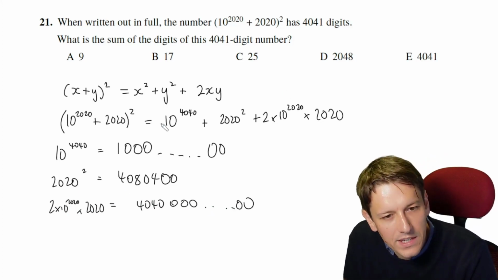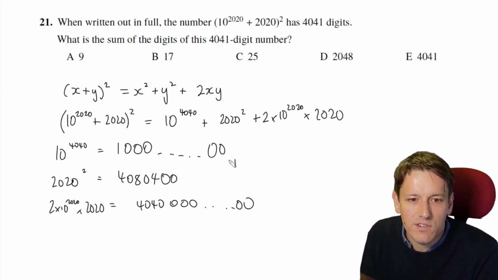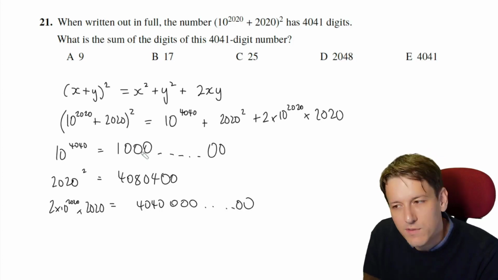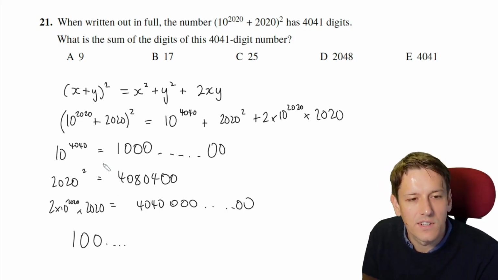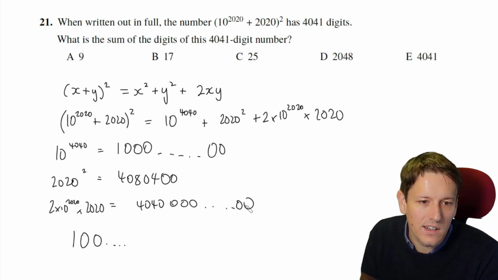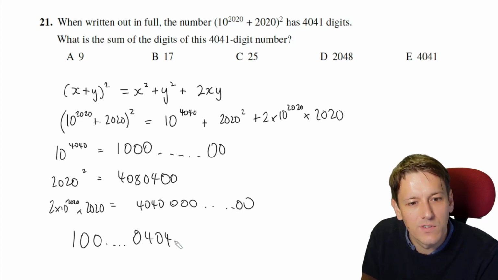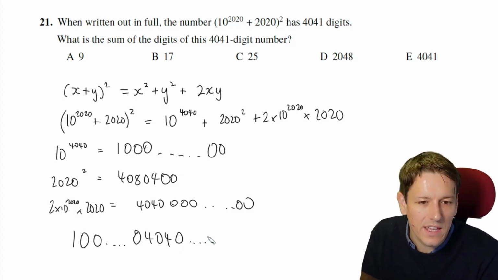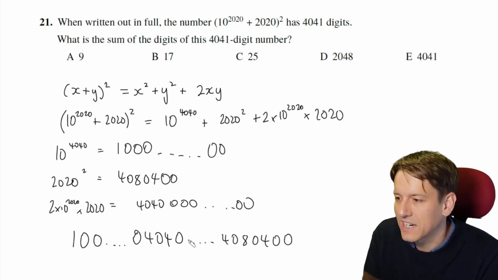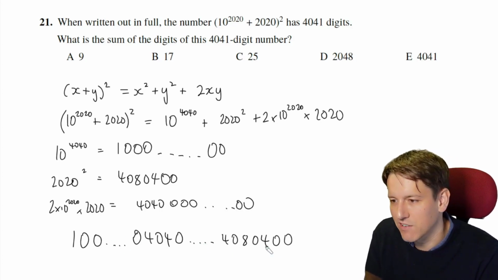So now the final answer we've got here is just these three numbers added together. But this one's got like over 4,000 zeros in it, so I'm going to start with the 1, and then after like a couple of thousand zeros, finally, this number will appear here, so I'll get 4040 whatever, and then this number here won't appear until the end, so I'll add that on and I'll get 4080400. So I can actually write down this whole number quite easily, as long as I don't actually want to write out all the zeros.